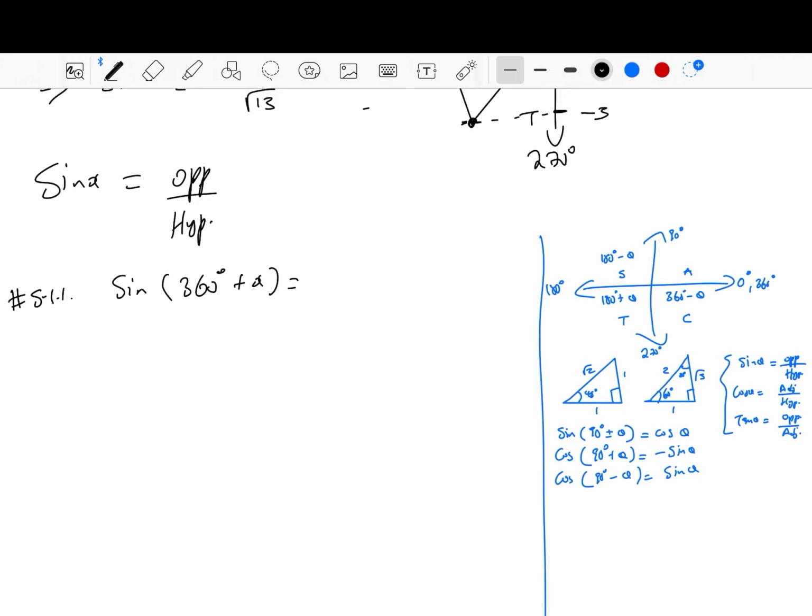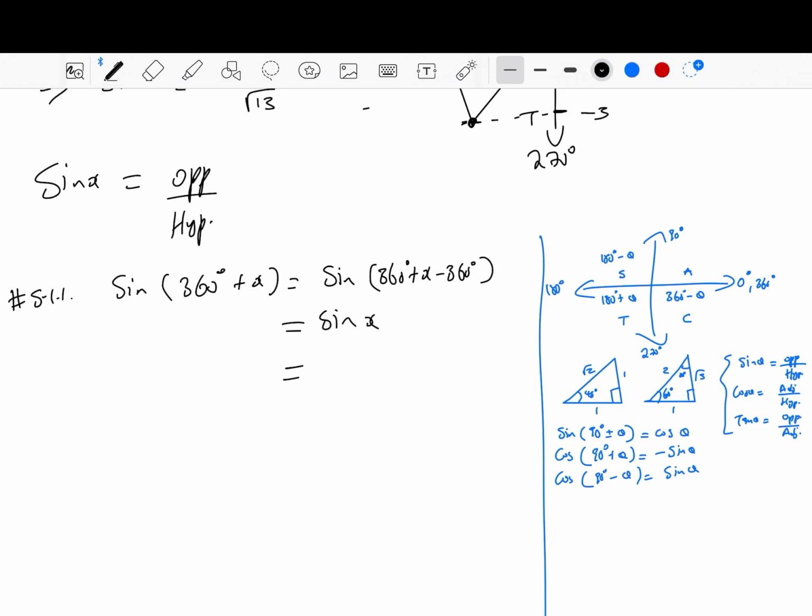So 360 degrees plus x is here. And we know that all the trig ratios are positive in the first quadrant, so you can just write a positive sign. Then you need to simplify the angle inside and make it be on the first quadrant. So you can just subtract 360, because you want to be left with x, which is on the first quadrant. So you're going to have sine x, and that's your answer.